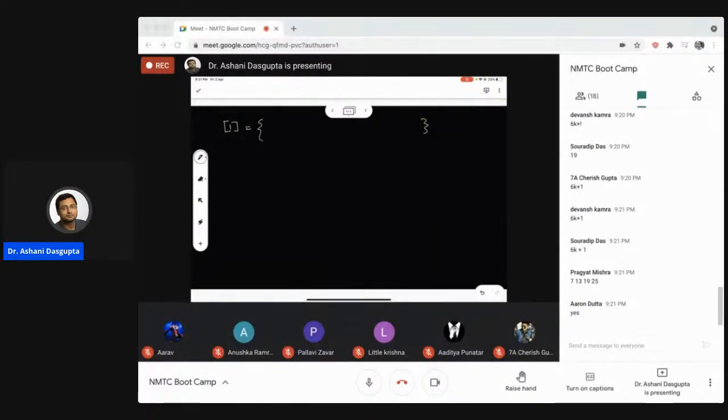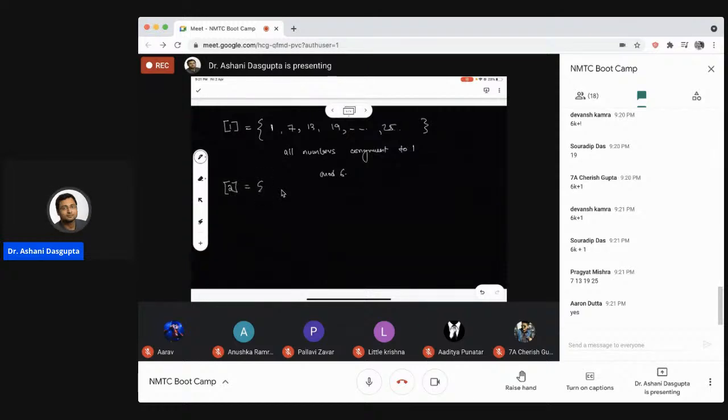Let's write square bracket 1 and let's put in all the numbers which are congruent to 1 modulo 6. This set contains all numbers which are congruent to 1 modulo 6. So for example, we have 1, 7, 13, 19, 25, etc.